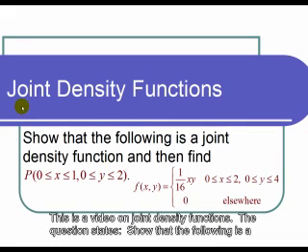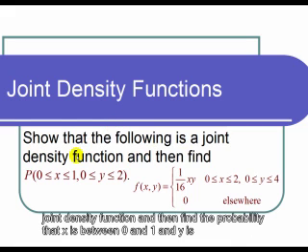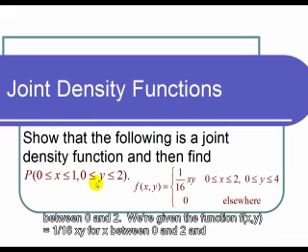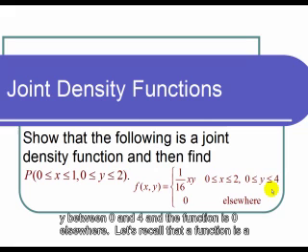This is a video on joint density functions. The question states, show that the following is a joint density function, and then find the probability that x is between 0 and 1, and y is between 0 and 2. And we're given the function f of xy is equal to 1/16 xy for x between 0 and 2, and y between 0 and 4, and the function is 0 elsewhere.